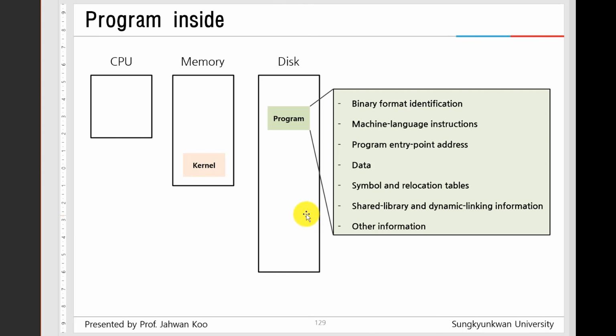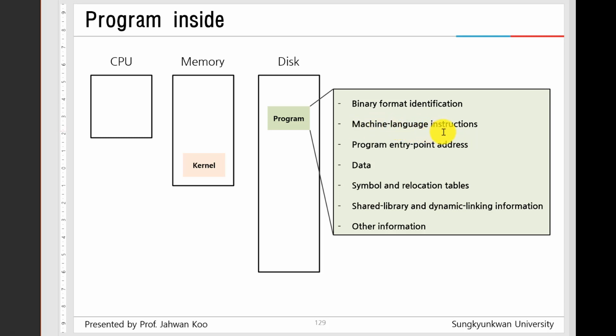Program inside. A program is a file containing various information that describes how to make a process at runtime. This information includes the following. Number 1, binary format identification. It describes the format of the executable file. Number 2, machine language instructions.